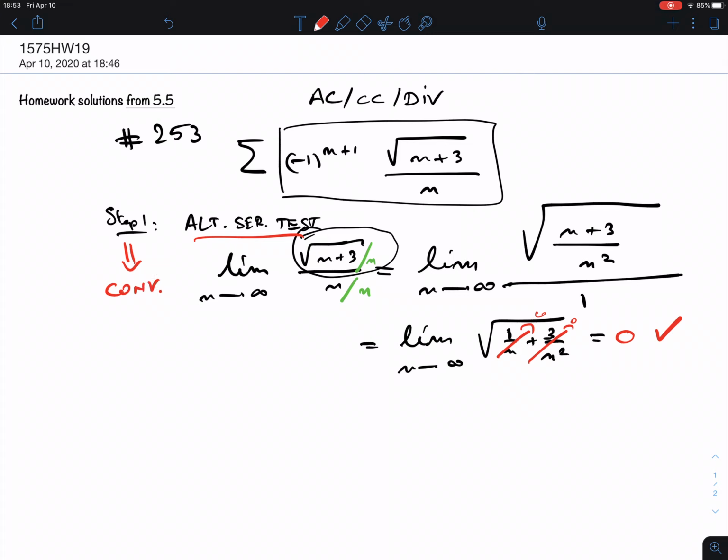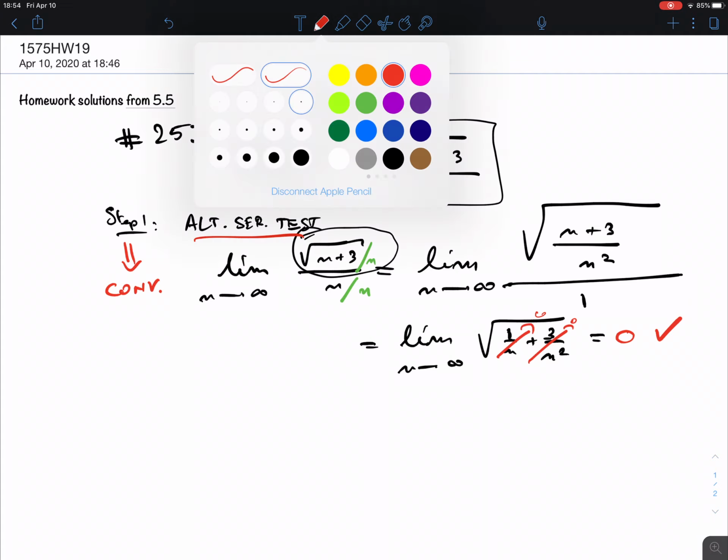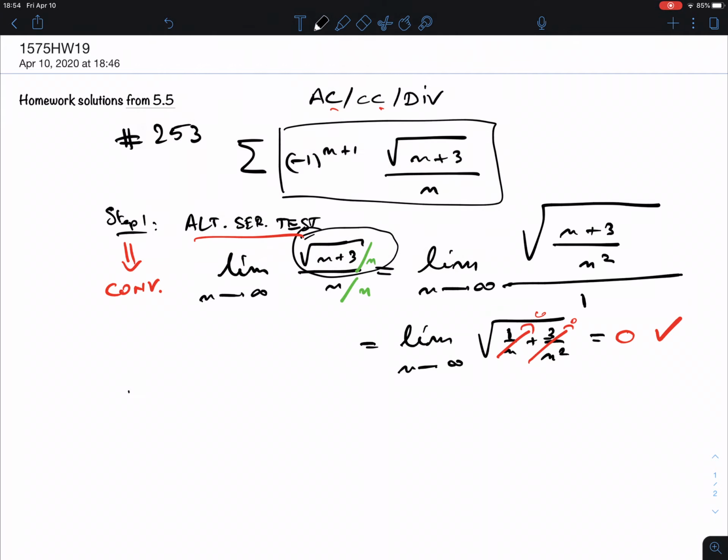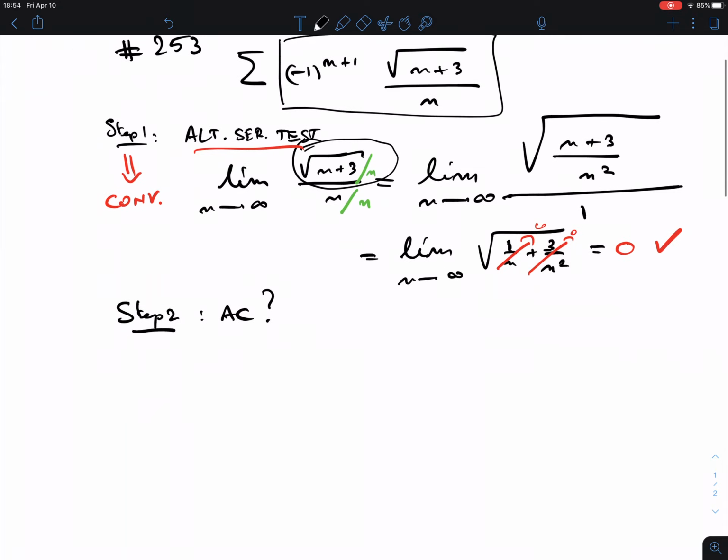But that's the second letter here. What about the first one? Okay, so now step 2 is determining whether we actually have absolute convergence. So AC, that's what we're after. And this means that, again, we ignore the sign, but we now do not take limits, we look at the series itself. So let me write down what that means: we are talking about this series. In other words, forget the previous series, concentrate on this one.